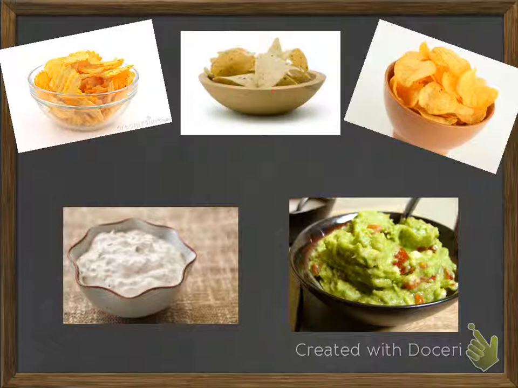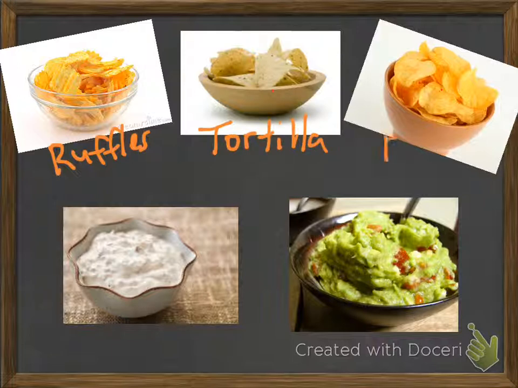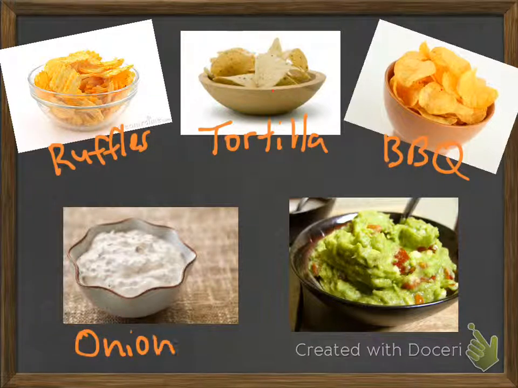Let's say you had 3 kinds of chips and you had 2 kinds of dip. We'll call these the Ruffles, and these would be the tortilla chips, and these would be the barbecue chips. And over here you have an onion dip, and here you have guacamole. What are the possible results? If you were to take each chip and put it in each dip, what are the possible results or outcomes? Go ahead and pause this recording, try it on your own, and use a tree diagram to help you show the possible results. Good luck.